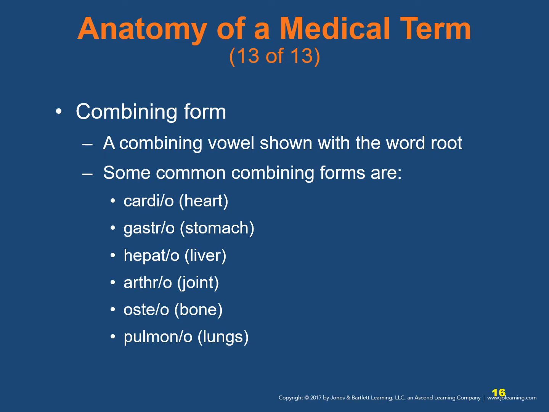The combining vowel helps ease the pronunciation of the term. A combining form is a combining vowel shown with the word root. Some common combining forms are cardio, which is heart, gastro, which is stomach, hepato, which is liver, arthro, which is joint, osteo, which is bone, and pulmono, which means lungs.